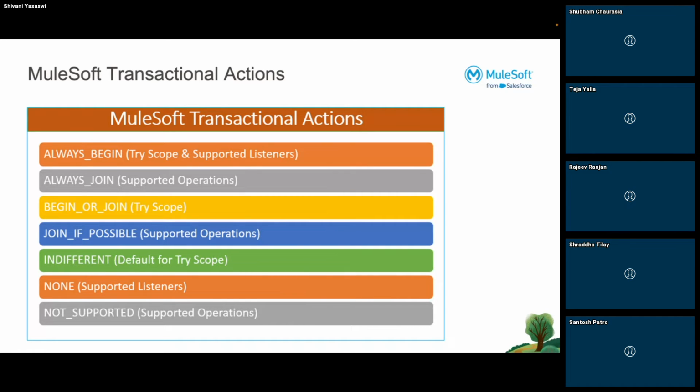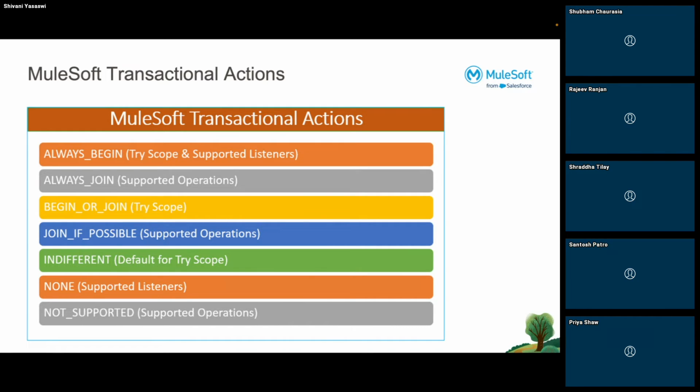Based on these transactional actions, we configure the transactions in MuleSoft. So how do you implement transactions in MuleSoft? You can implement it through components like the DB connector. You can have a JMS connector, or you can have a try scope. These are the components that allow you to have transactions in MuleSoft.